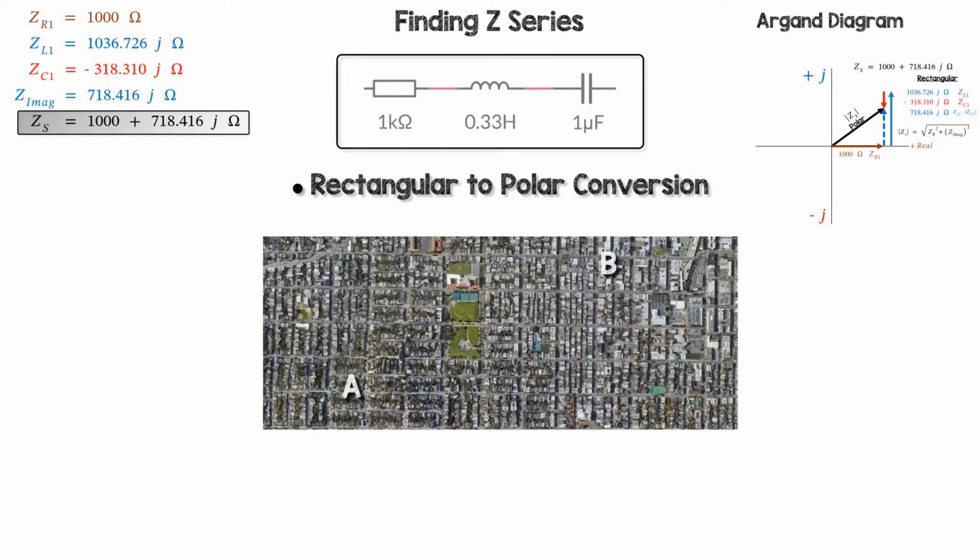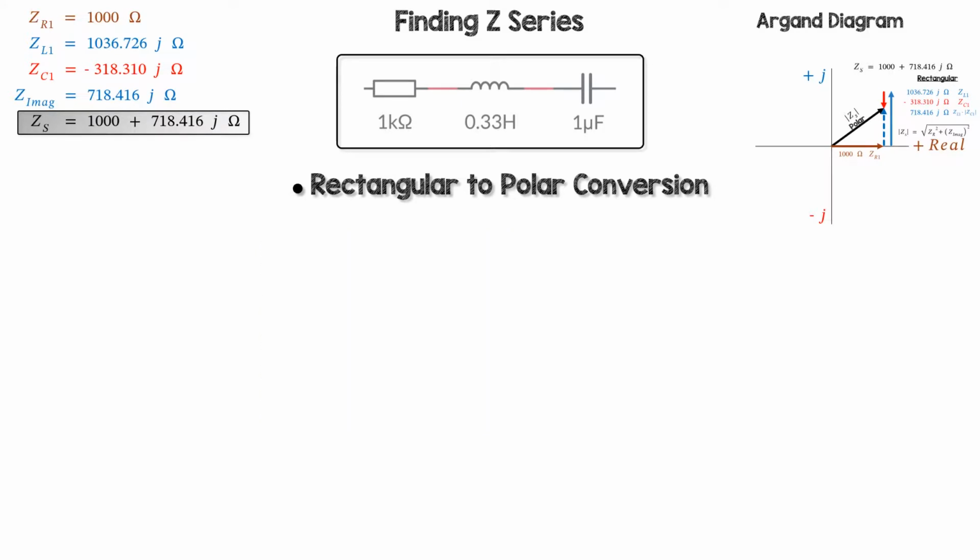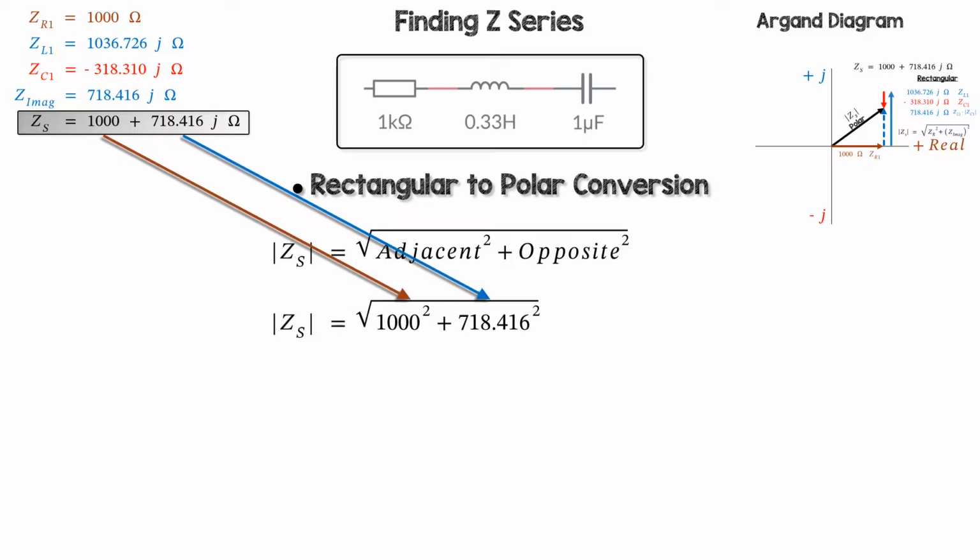Consider points A and B on a map. Rectangular form is how cars drive to a destination, and polar form is how aeroplanes fly. And driving a car in polar form isn't recommended. Let's use Pythagoras to find the hypotenuse length, called the polar modulus.